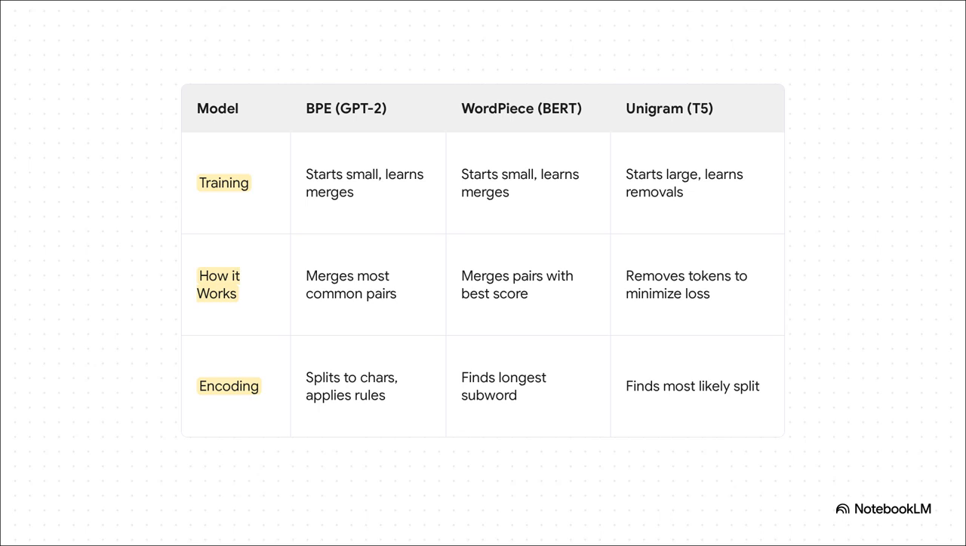When it's time to actually read new text, BPE just follows its simple merge rules. WordPiece is a little bit smarter. It merges pairs that have the highest probability of being a real subword. And then there's Unigram, the sculptor. It looks at a new word and figures out all the possible ways it could be split, and then it picks the one that's statistically the most likely. So you've got this fundamental tension, building up versus trimming down. And that's really a core distinction in how these AIs learn to see language.